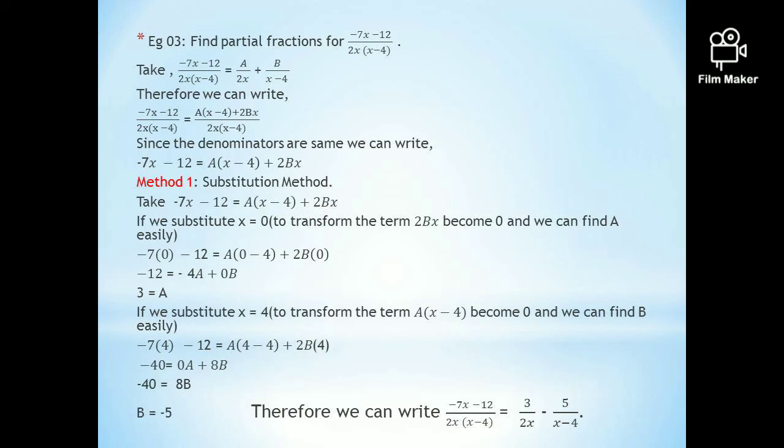Then if you use the method of substitution, you can write -7x - 12 equals a times (x - 4) plus 2bx. By making x equal to 0, you can cancel the term b from this expression. If you substitute 0, you get -7 into 0 - 12 equals a times (0 - 4) plus 2b into 0. With that you get the answer a equals 3.